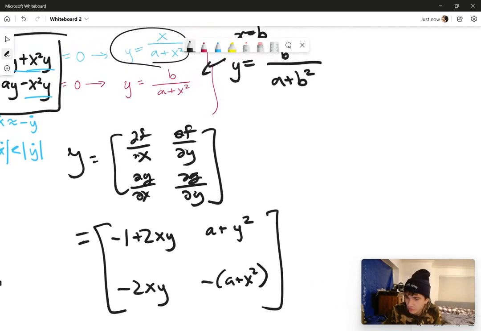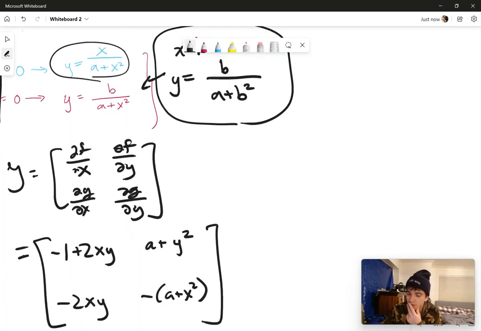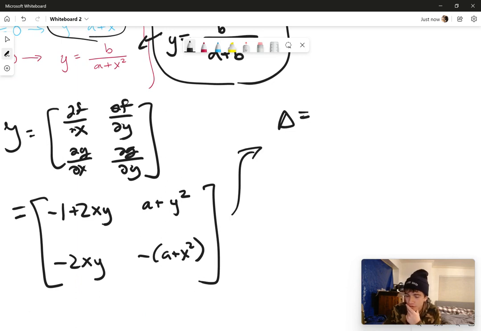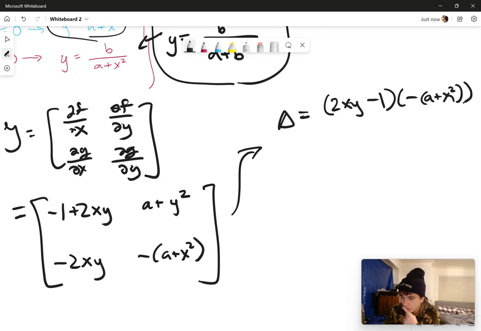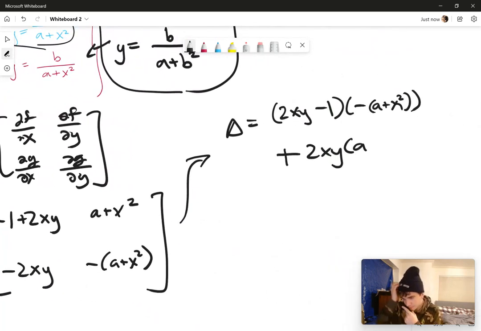Okay, and so now I'm going to want to take the determinant of this thing and the trace, and then plug in the values of the fixed point. Okay, so the determinant is going to be 2xy minus 1 times -a plus x squared, and then minus, plus 2xy times a plus, this should be an x squared, I'm sorry, a plus x squared. Pretty sure I just did the differentiation wrong. Yeah, okay. So 2xy times a plus x squared. All right, and now this is looking pretty nice because these 2xy terms are going to cancel out. So I'm just going to get an a plus x squared.